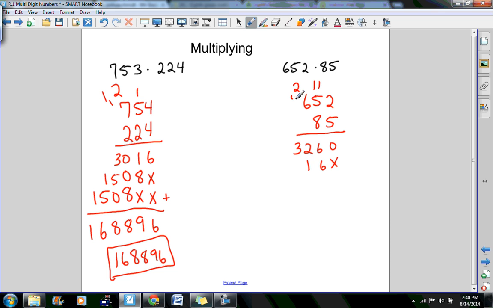41. 6 times 8 is 48. Add in 4 is 52. So we get 0, 2, 4, 5, and 5. So our answer is 55,420. If you have any questions, make sure you let me know.